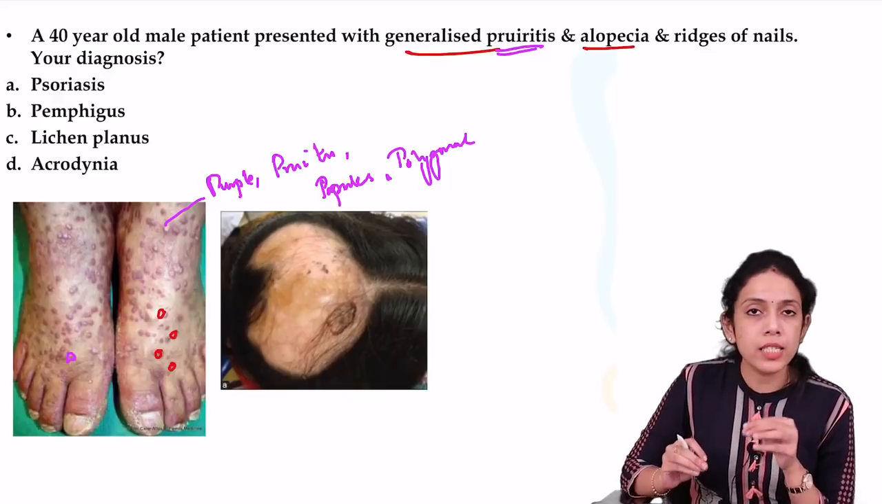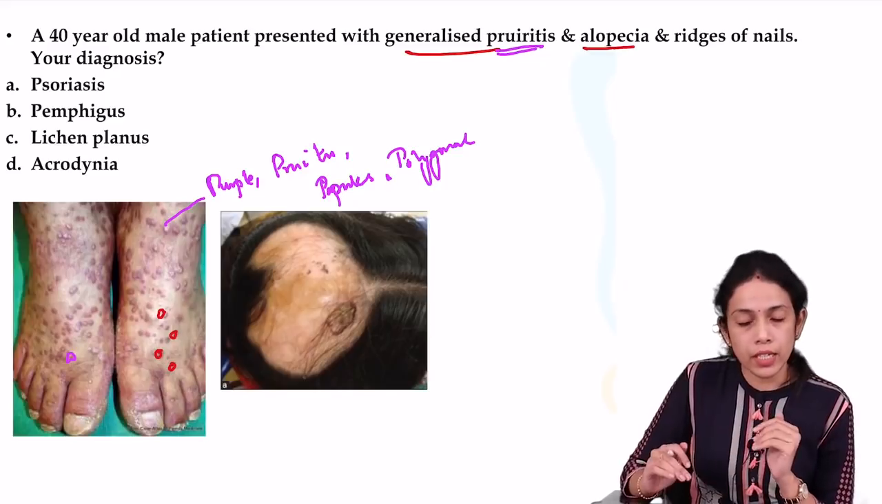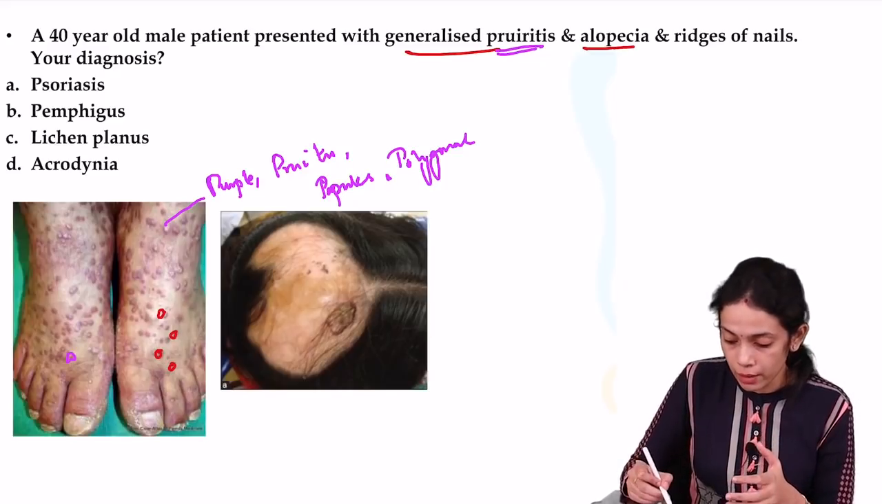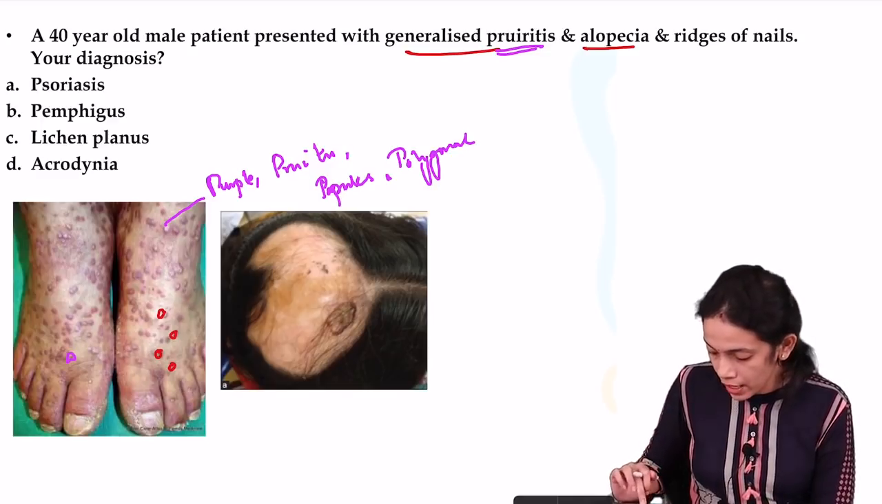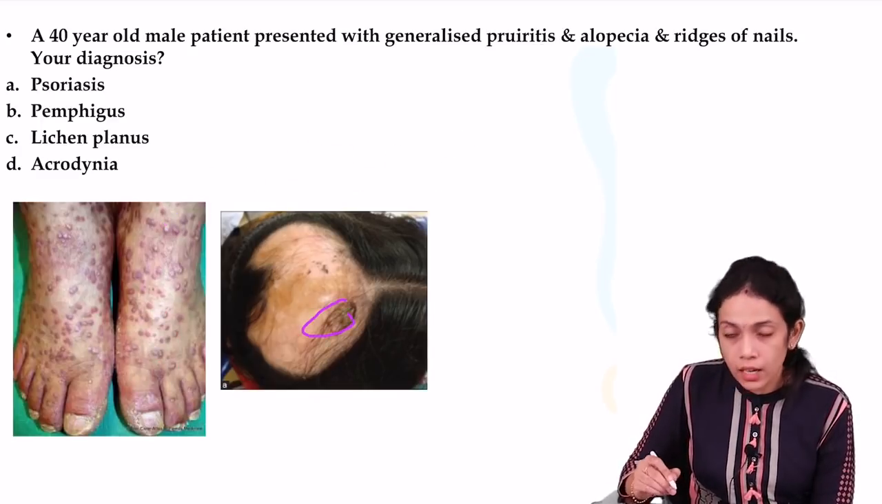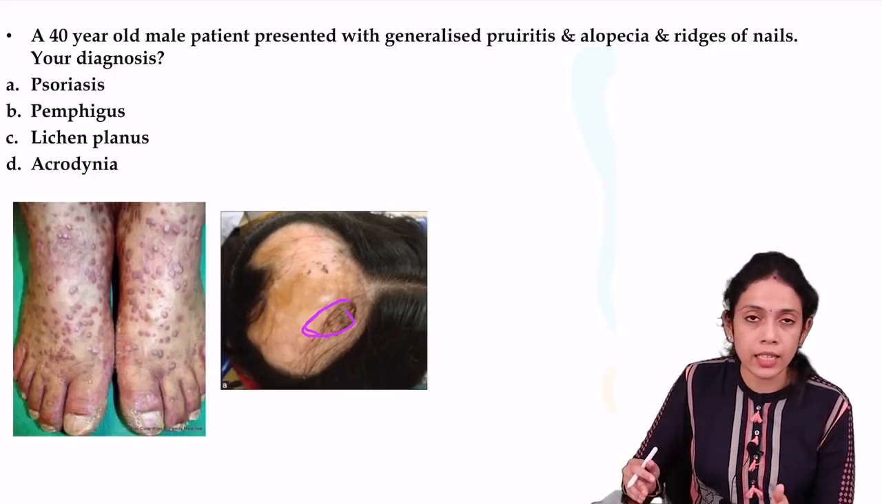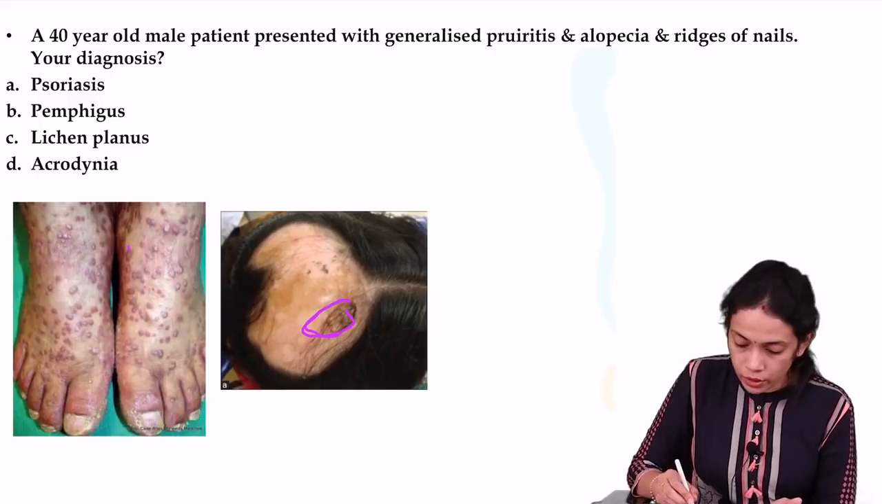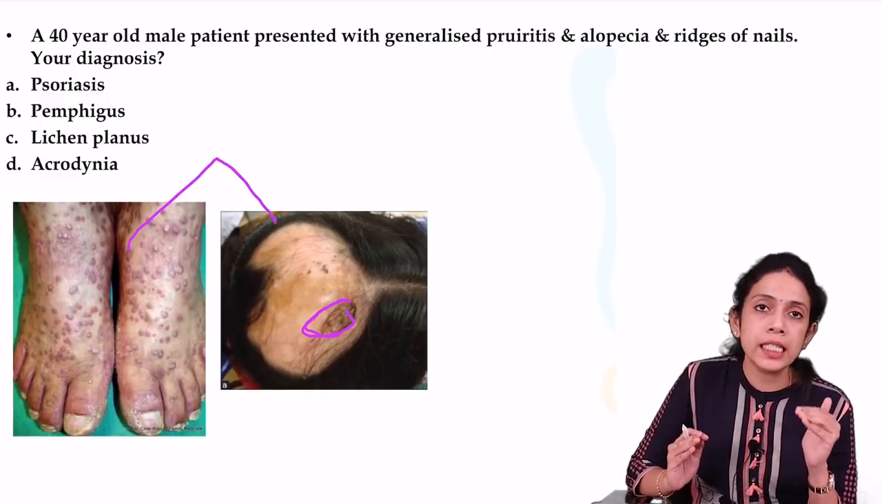The lesion given here on the feet, you can see these are the derivatives: they are purple, they are pruritic, they are papular and they are polygonal, right? And if you see the scalp, alopecia is there and also scarring is there. So here there is scarring and there is alopecia. Both of these go in favor of lichen planus of the skin.